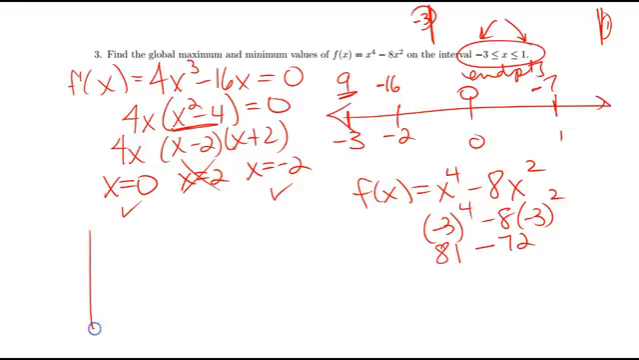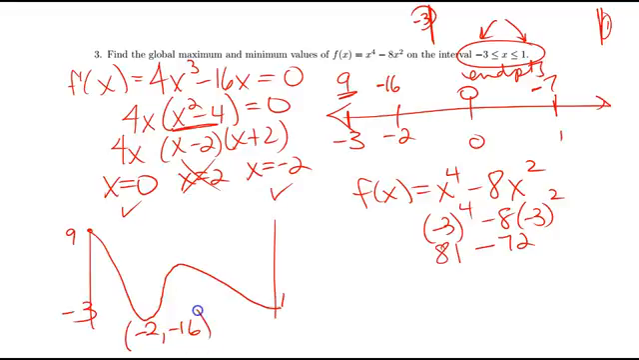So I like to kind of see what's going on. Here I have from -3 to 1, I'm at 9. I go down to -16. At 0, I'm at 0. And then I'm down to -7. So notice that my global min is right here, which is at -2, -16.